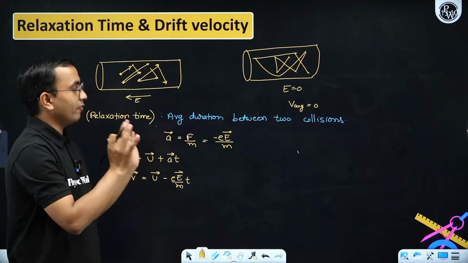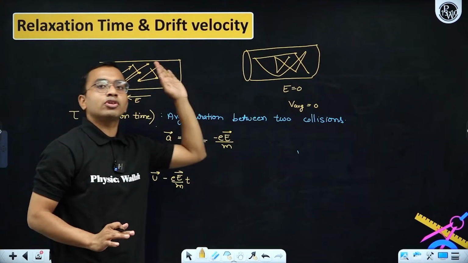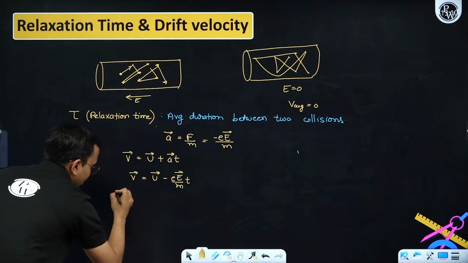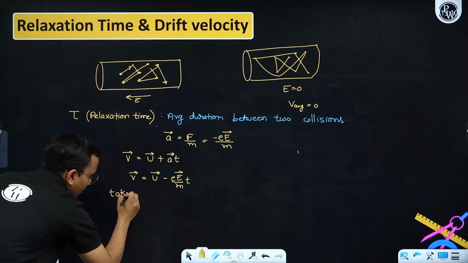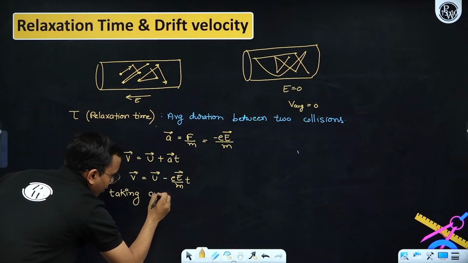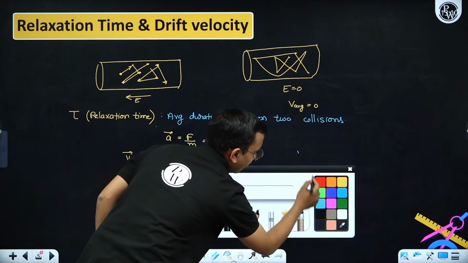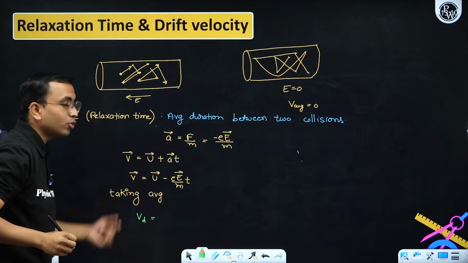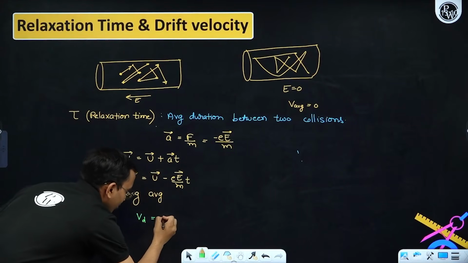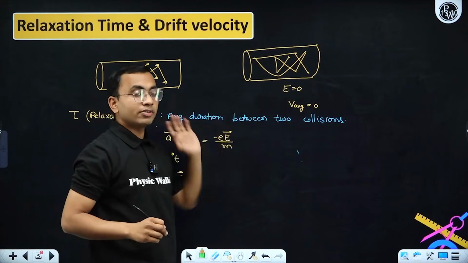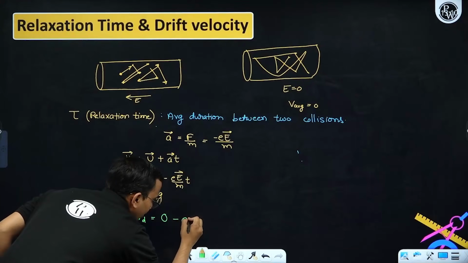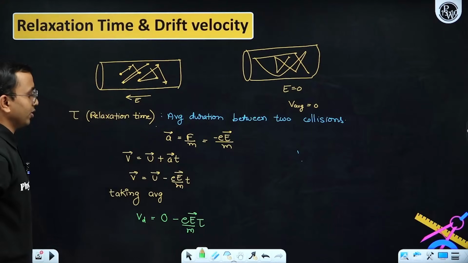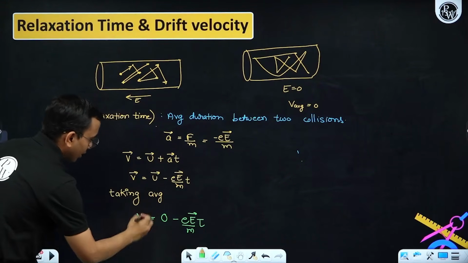So for all the electrons, this V is my drift velocity: on average, with how much velocity the electrons are moving in a particular direction. So here this becomes my V drift. Average of u is 0, since in the absence of electric field the average velocity was 0. So V drift is minus eE by m into tau. Tau is the relaxation time. So from here I got the expression for the drift velocity.